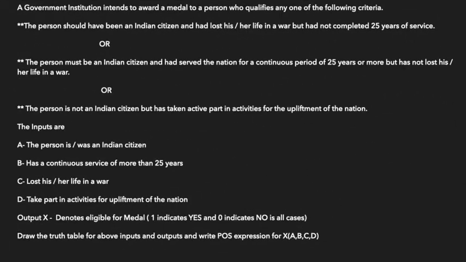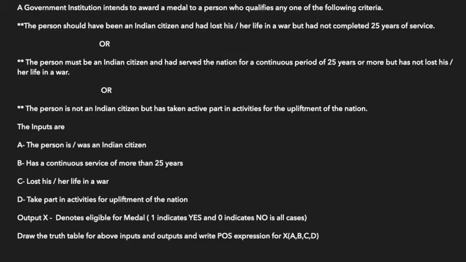Let's say this is one question in front of you, and I'm just reading out this question first. A government institution intends to award a medal to a person who qualifies any one of the following criteria. So a government institution has certain criteria, and based on that they are awarding medals, but the person has to fulfill certain requirements or conditions or criteria.